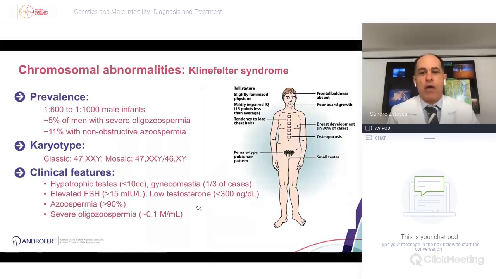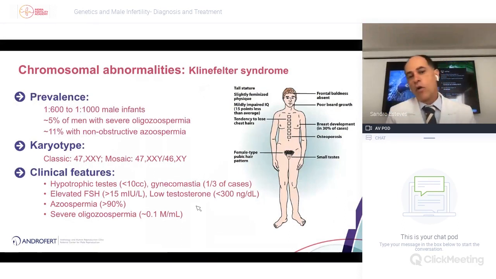Usually the testes are lower than 10 cc in size. We may find gynecomastia in 1/3 of cases. Usually the FSH levels are higher than 15, and the testosterone will be low, less than 300 nanograms per deciliter. This is because the testicles are small, and then the pituitary will release more FSH. And because the testicle is insufficient, both in spermatogenesis and androgen production, we will have low testosterone levels.